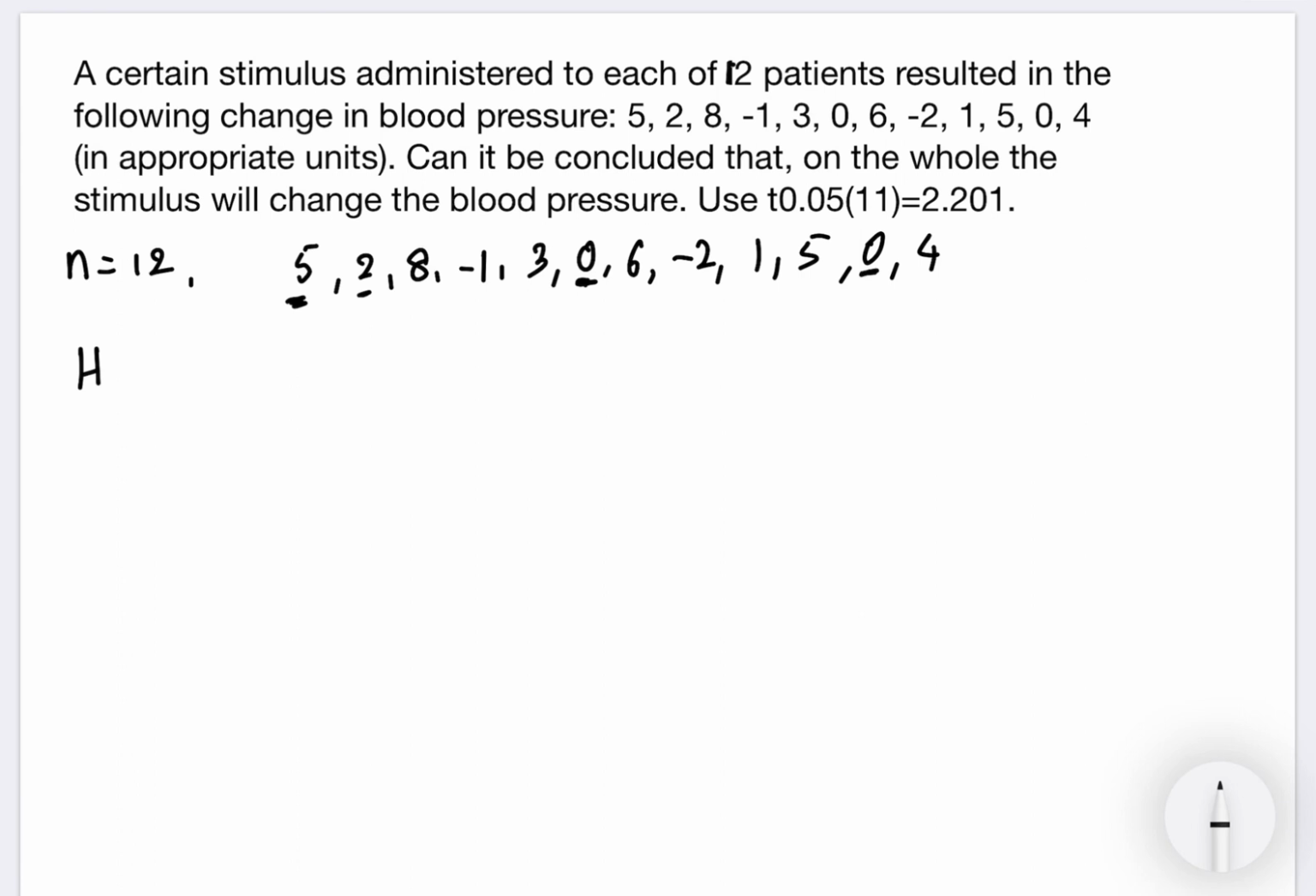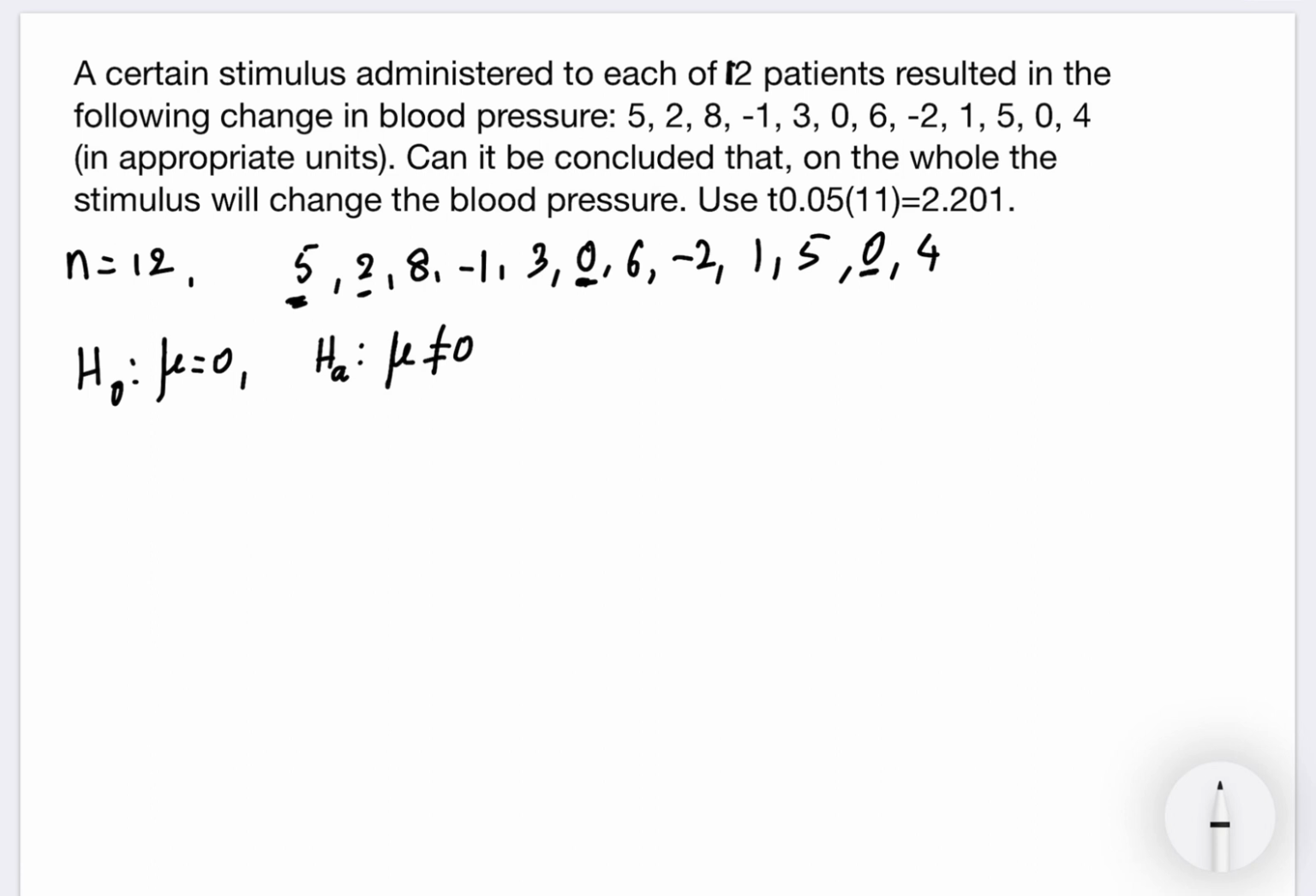So our null hypothesis will be there is no change in the stimulus administered, that is the mean equals 0. And the alternate hypothesis would be there is a change in the stimulus administered, that is mu not equals to 0. It can be anything.